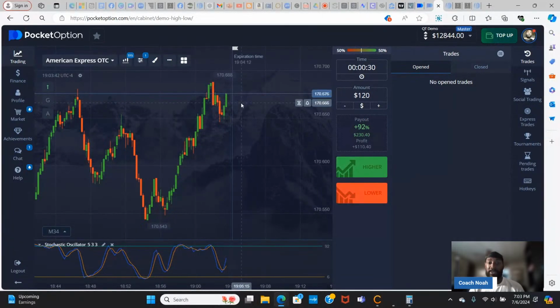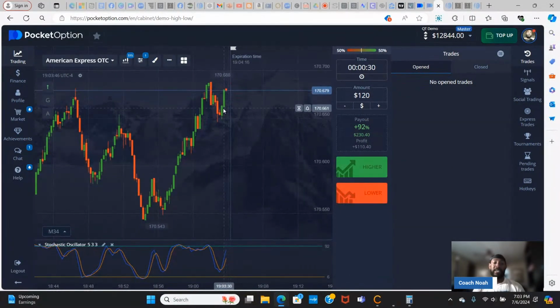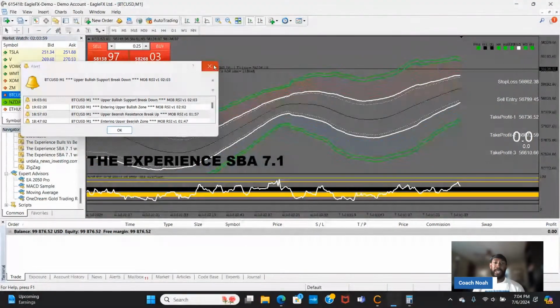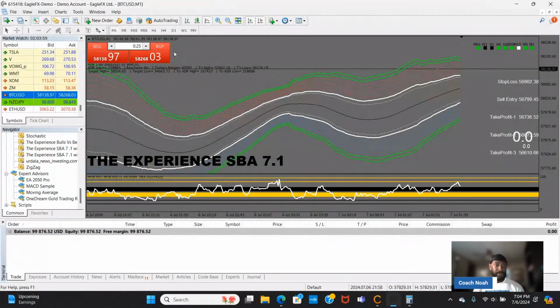That's really what it comes down to: just getting in at the right time and knowing when to get in the market, and where is a good place to do that. There are certain ways that you can do that. There's a tool that I use called the Stochastic Oscillator. I also use my own analysis. I also have a tool called the SBA system, which is going to let us know when to get in and when to get out of the market.